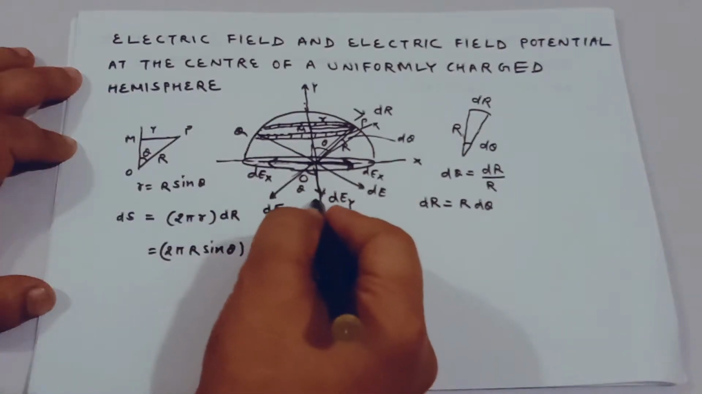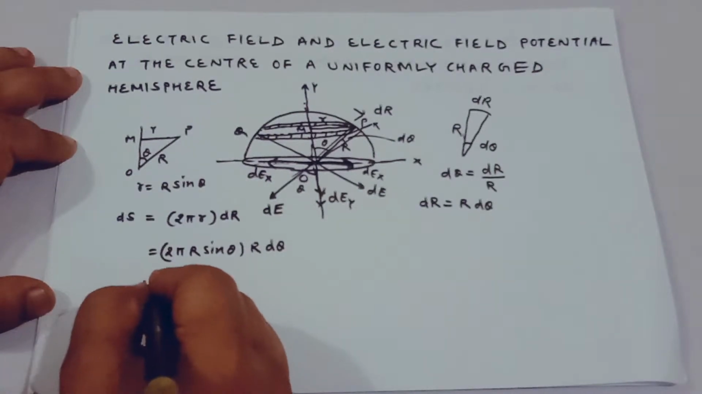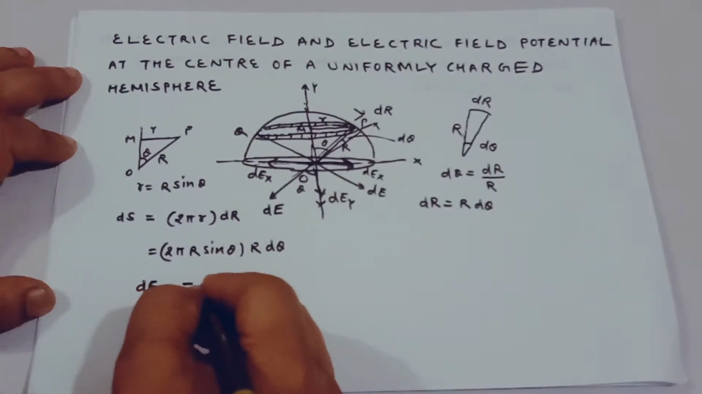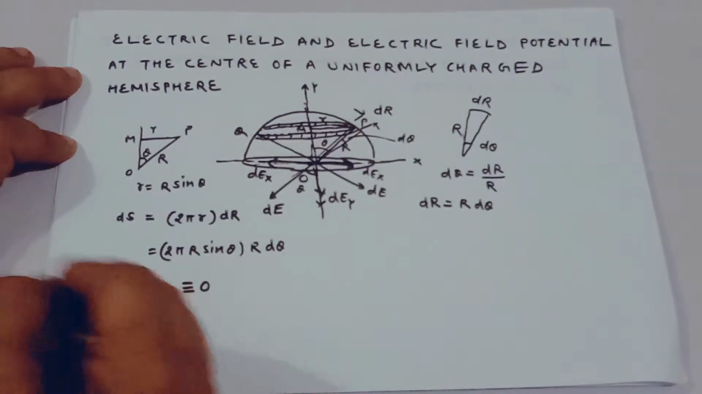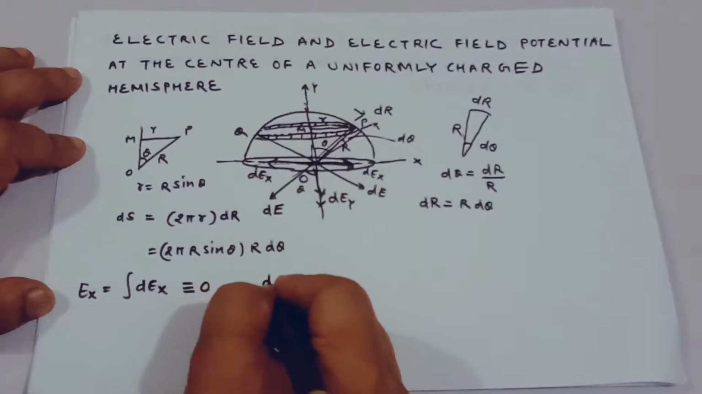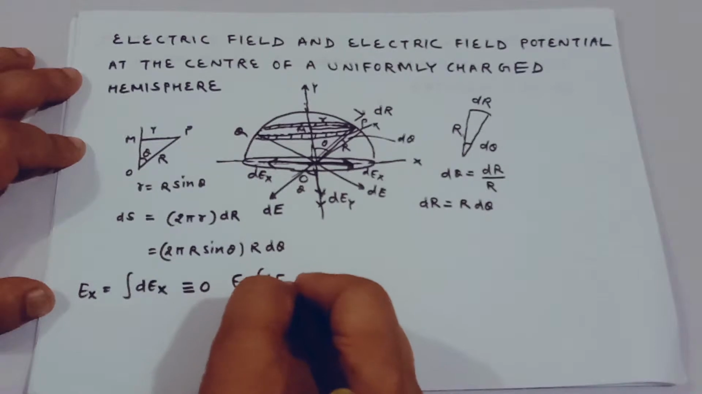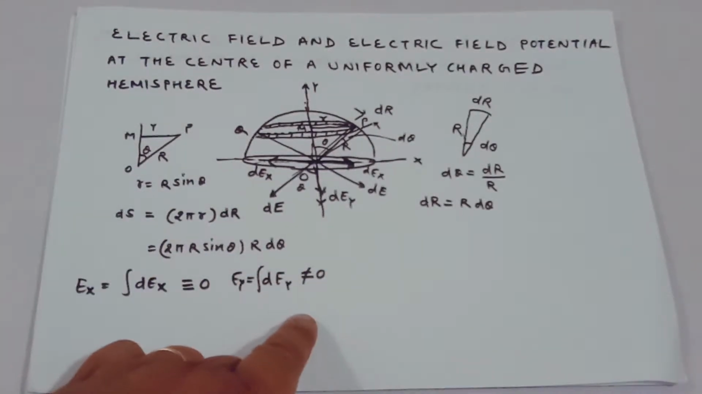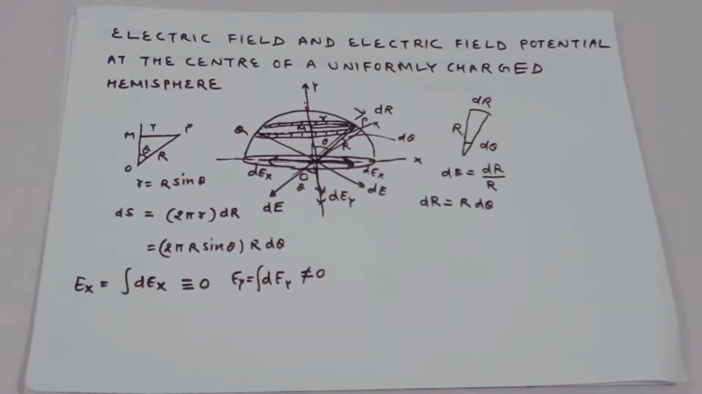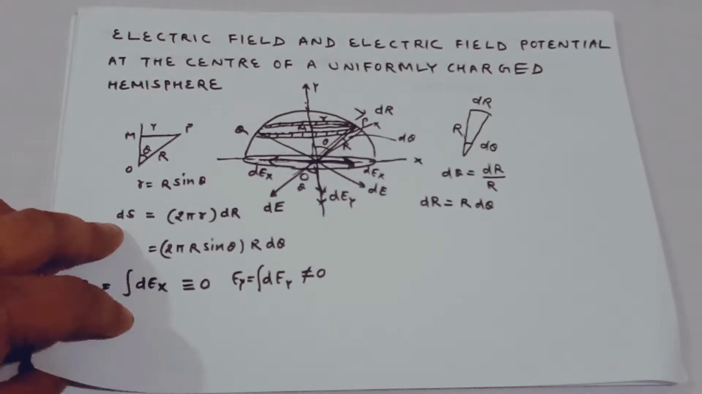So in this case you can say that there is only electric field along the y-axis, so the electric field along the x-axis should be 0 if you integrate. But the electric field along the y-axis, which is the integration of dE y, is non-zero. That is not zero, so that we have to really calculate. That is very simple. So let us now consider how you will calculate the electric field along the y-axis.